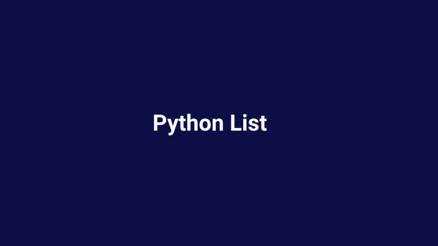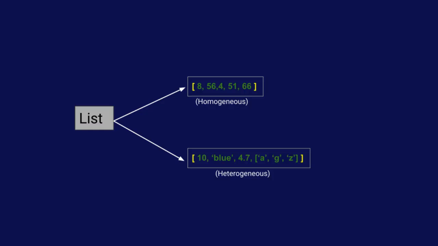Hi friends, in this video I'll be showing you Python lists and how they work. A list is a type of data structure used for organizing, storing, processing, and retrieving data. It is Python's built-in data structure, and it works like an array in other programming languages.